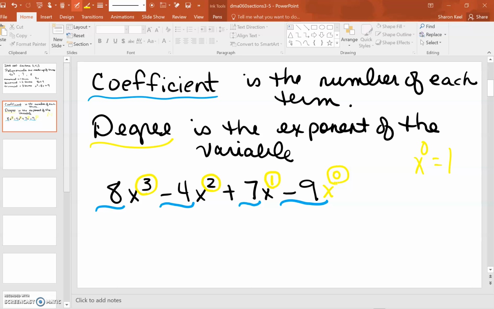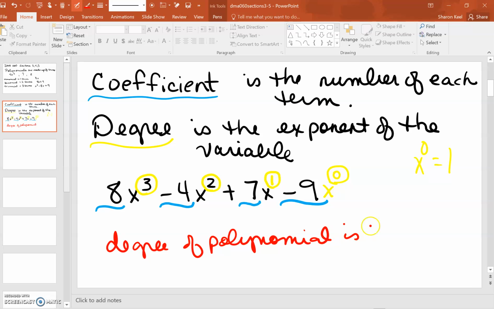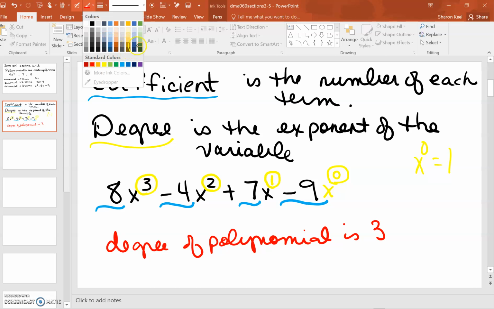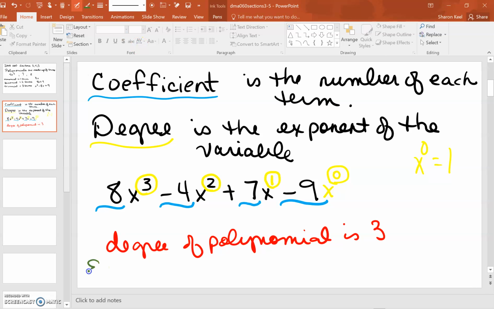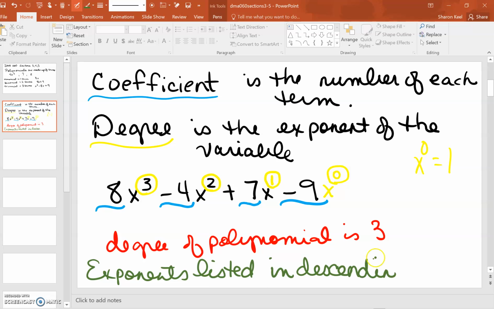The degree of the polynomial would be considered the largest degree. So for this one, the degree of the polynomial would be 3. Also notice that we have all of the exponents listed in descending order. So let me write this. Exponents listed in descending order. It's very important when you are writing a polynomial that you start with the largest exponent, whether it's 5th, 4th, 3rd, 2nd, 1st, and then the 0.